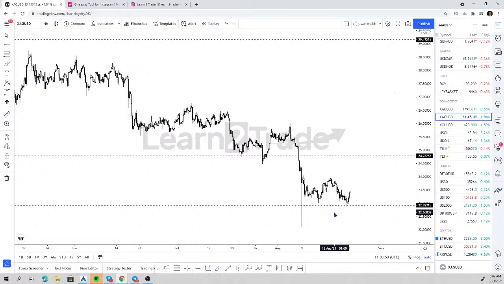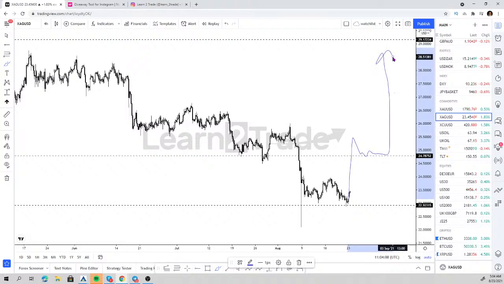Why? Because I want to get involved long in this market for a possible breakout of that 30 level, right? So the way that I'm going to do it maybe is just wait for a rally, a break of the 25, price stabilizing around the 25 level, and then continue to the upside. That's where I'm going to try to find a long in silver if that scenario plays out, right?